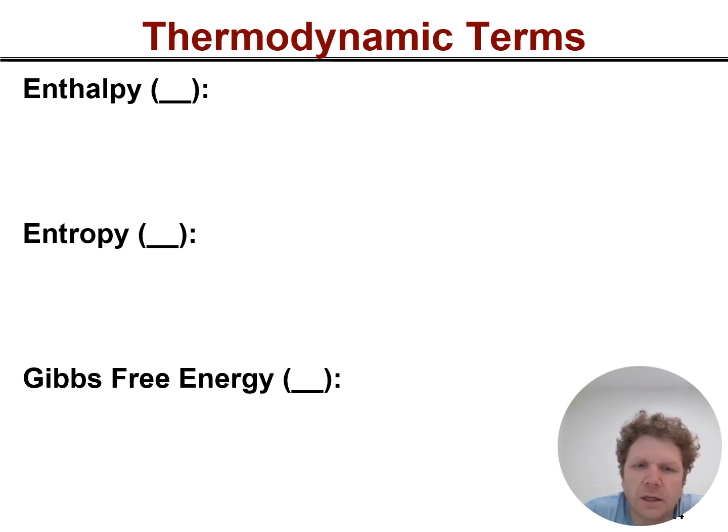Last but not least is Gibbs free energy, which is denoted by delta G. Now, delta G is the important thermodynamic term. Delta G is going to indicate whether a reaction is spontaneous or non-spontaneous. A negative delta G value will indicate a spontaneous reaction. Gibbs free energy is the total amount of energy available to do work at constant temperature and pressure. A reaction is classified as exergonic or endergonic.